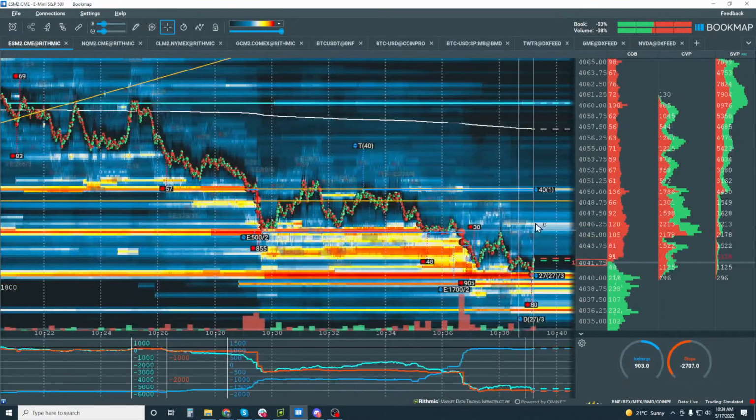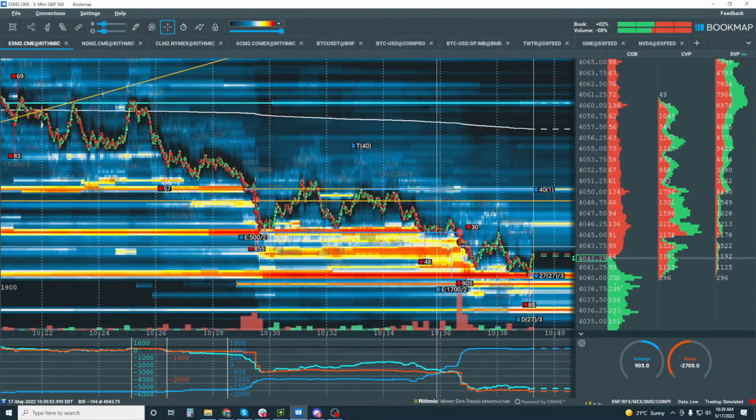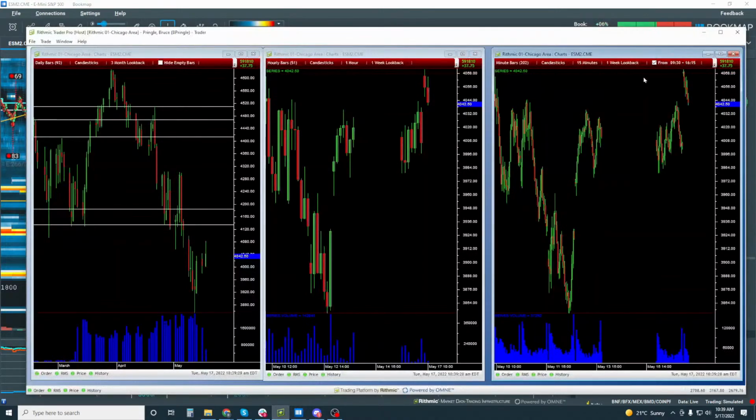All right, guys, we haven't looked at the bigger picture yet, and I want to. We're getting down into some sort of gap fill areas in here. Well, you can see this is where we close. The true gap fill is way down here. This is the 15-minute chart on the right, the hour in the center, and the daily on the left-hand side.